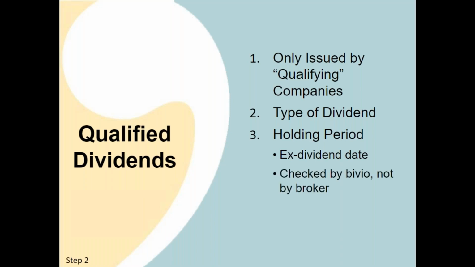bivio checks the holding period based on the ex-dividend information entered when the dividend was recorded. It's important to understand that brokers are not required to run this check. All they have to do is tell you if a dividend is eligible to be qualified. You may find that this will mean that the amount of qualified dividends reported by bivio is different from what your broker shows. If you see differences, make sure you know why. But if there is a good explanation, it is okay.